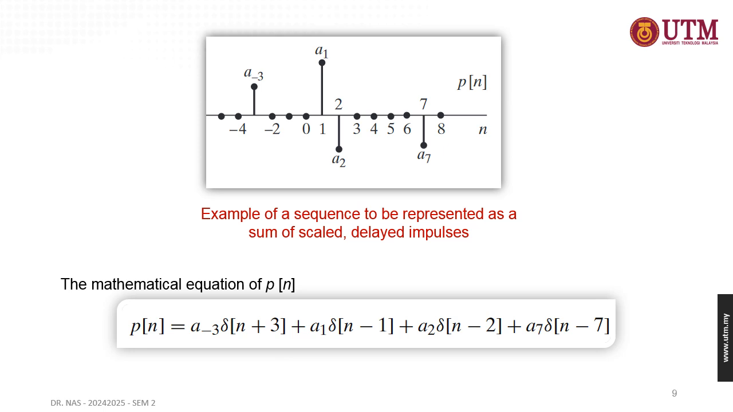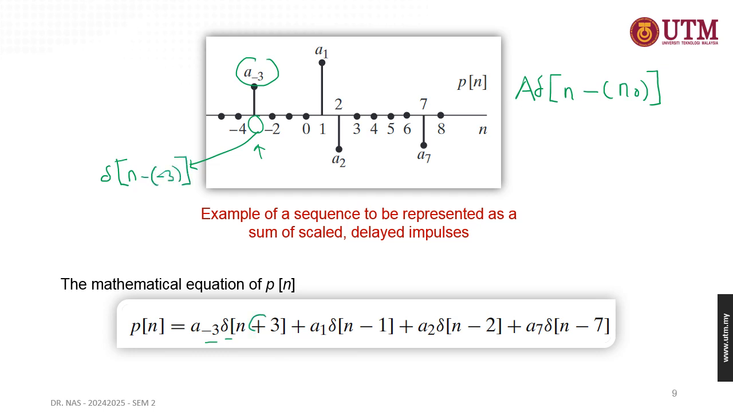So you need to consider the amplitude and also the location. Remember the basic equation: the amplitude, and then delta in n minus your n naught. Whether your n naught is positive or negative depends on the location. Start from the left hand side. The first one you have here is a minus 3 as the amplitude, and then delta[n plus 3]. Why do you get plus 3 here? Because it is at the -3 position. So delta with whatever the amplitude is, and minus n naught, where n naught is -3. That's why you get plus 3. You don't have to consider the positions where there's no amplitude.